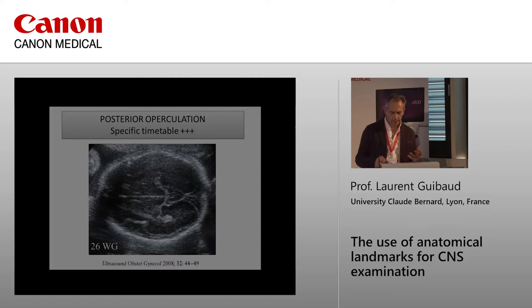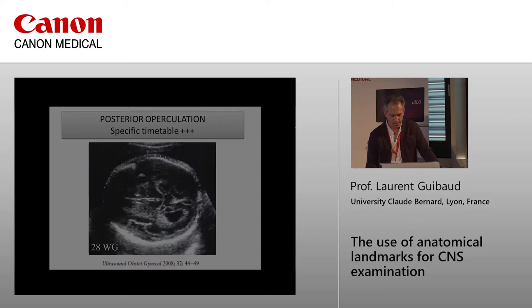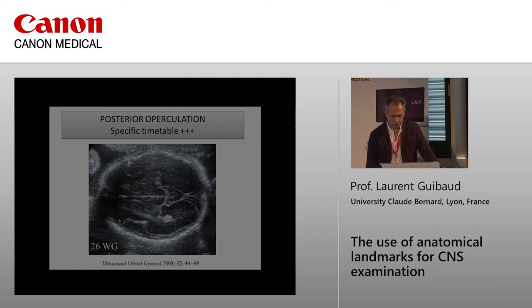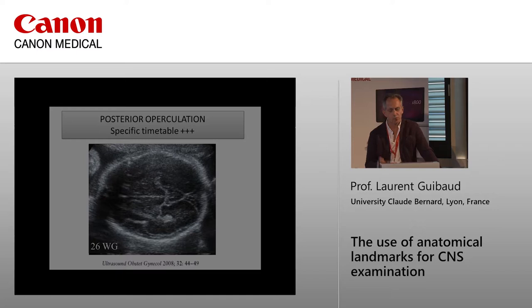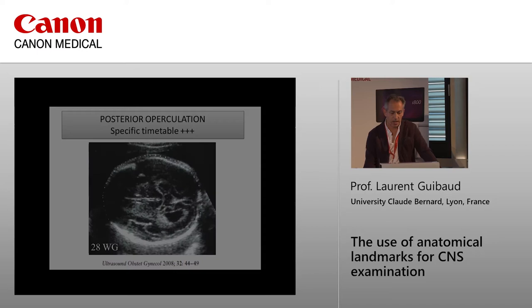You may have another indicator between 26 and 28. You see the difference here for sure, but look here. There is one more sulcus, which is the superior temporal sulcus, which appears around 27. So with all this, you can have an idea of the maturation of the brain with a precision of 10 days, as we published in 08.